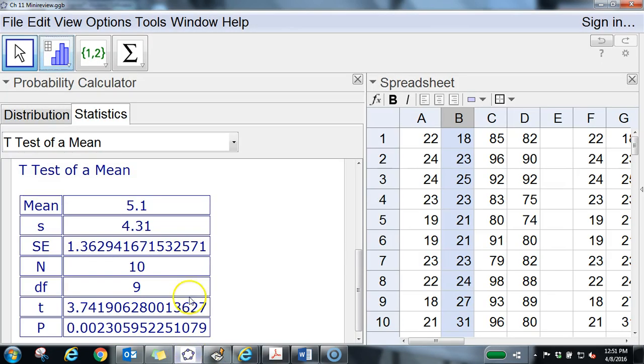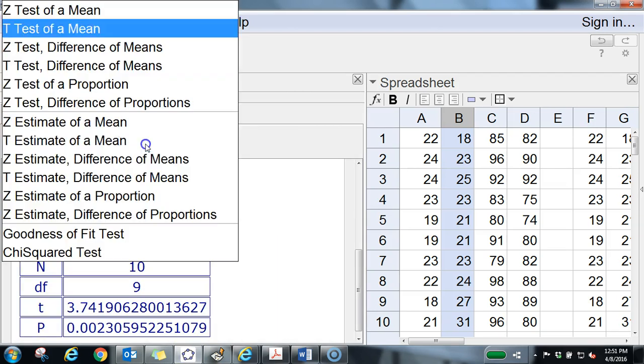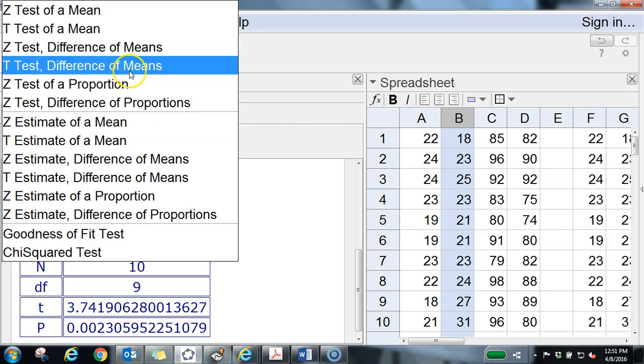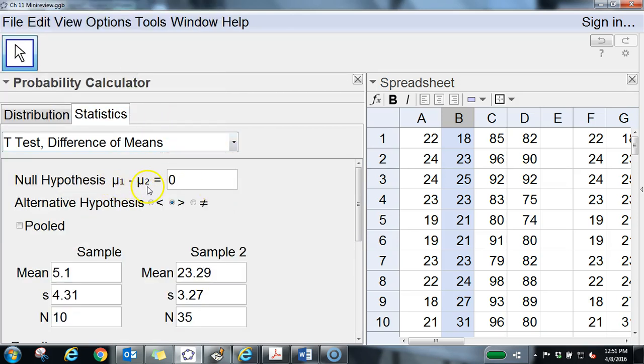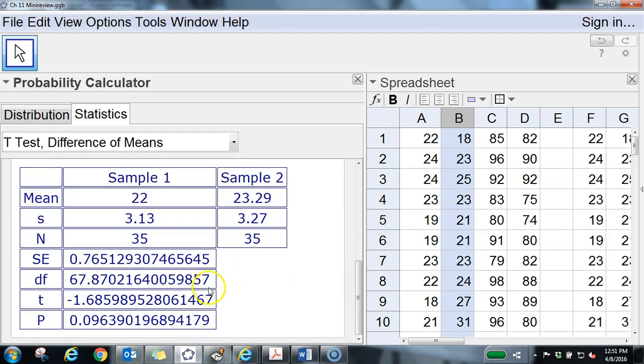If we're using GeoGebra, we have to do t-test difference of means. Mu1 minus mu2 equals 0 is the same thing as mu1 equals mu2. We want two-tailed, and we have to type in our data. So here, it's going to be rounded because we rounded the mean and standard deviation. And when we run it, we get the same t-score and p-value.